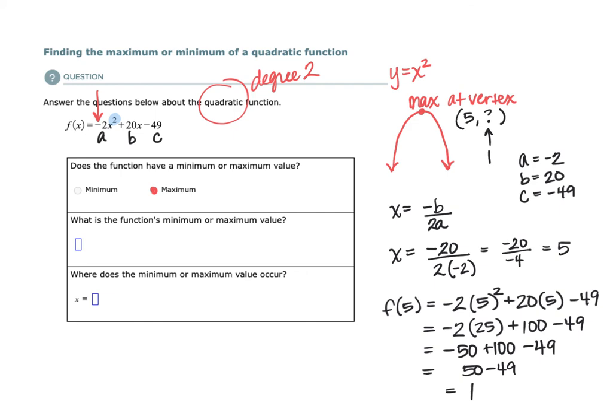So what is the function's maximum value? Here it's asking you for the y value, which is the largest y value over that entire graph. So that's going to be positive 1. And then where does the maximum occur? This is asking you for an x value. Where does it occur? That's the x value of the vertex. So in this case, it would be x is equal to 5.